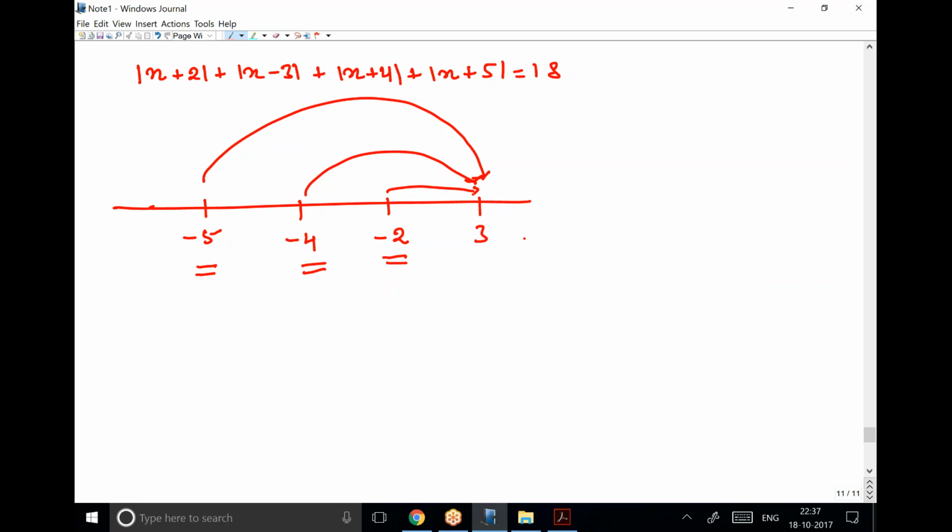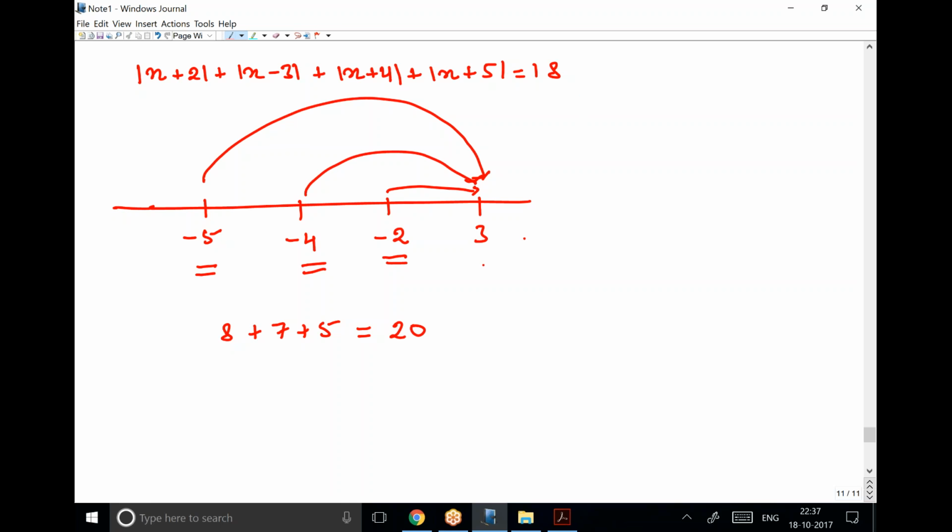So the first person, who is going from minus 5, will travel a distance of 8. The person going from minus 4 will travel a distance of 7, and the last person will travel a distance of 5. So the total distance traveled by them is 8 plus 7, which is 15, plus 5 is 20. Now we are looking for 18 here.